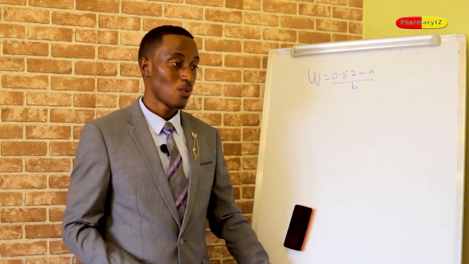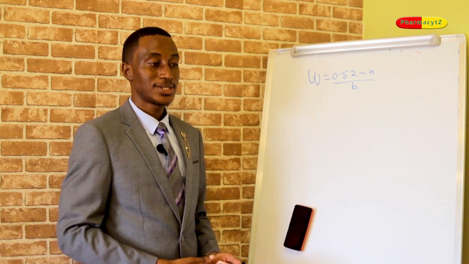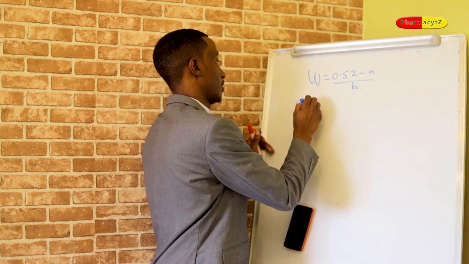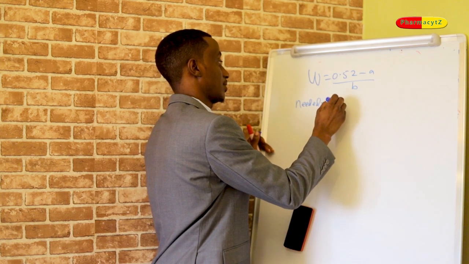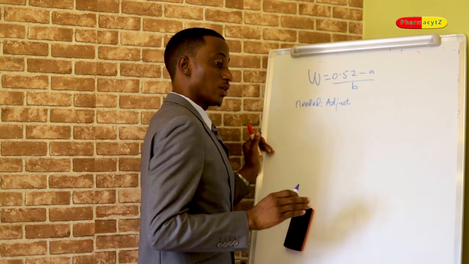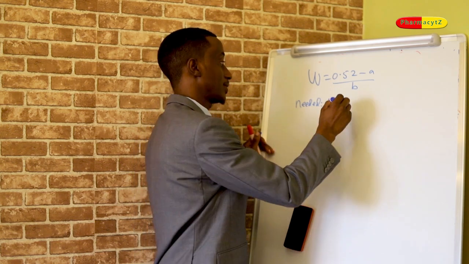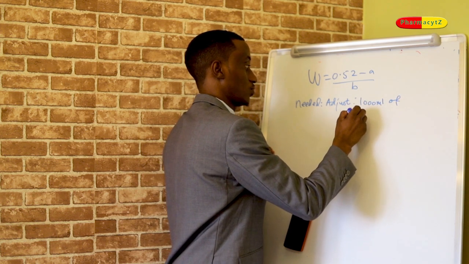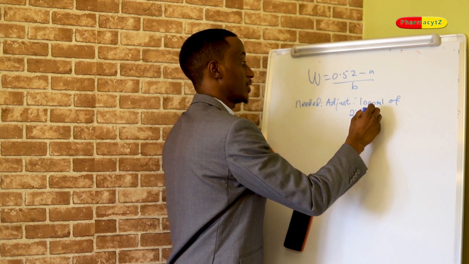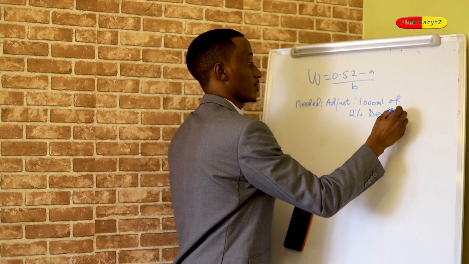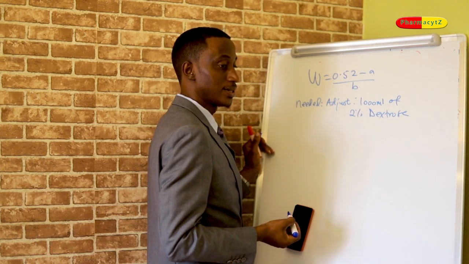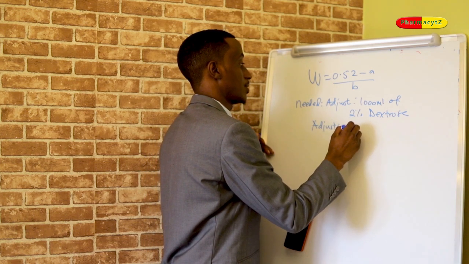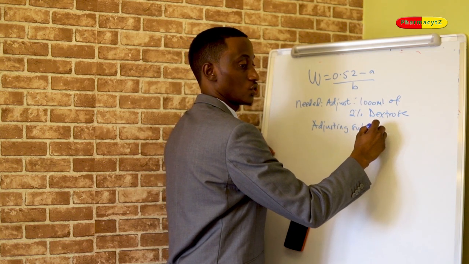All right, example number 1. We need to adjust 1,000 mL, meaning we need to make this solution isotonic. We need to adjust 1,000 mL of 2% dextrose to be isotonic with body fluids. The adjusting substance is sodium chloride.